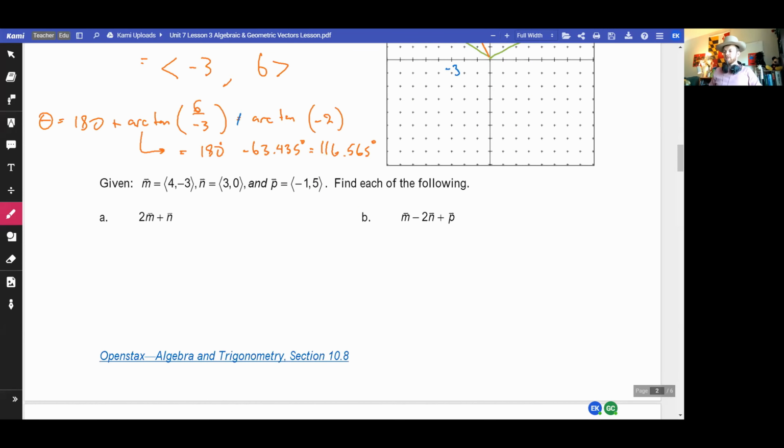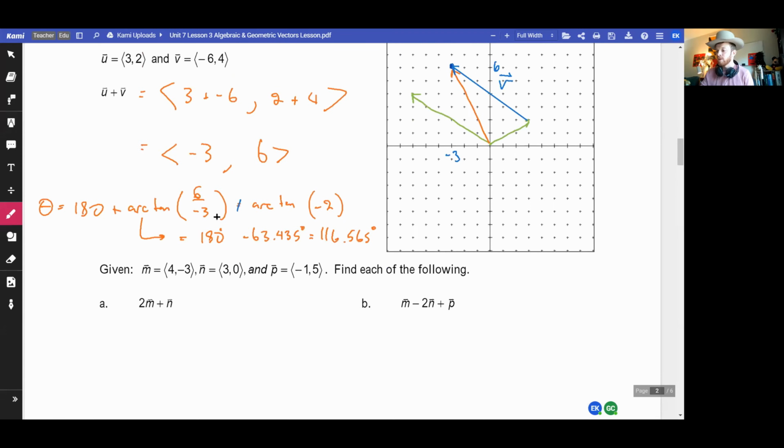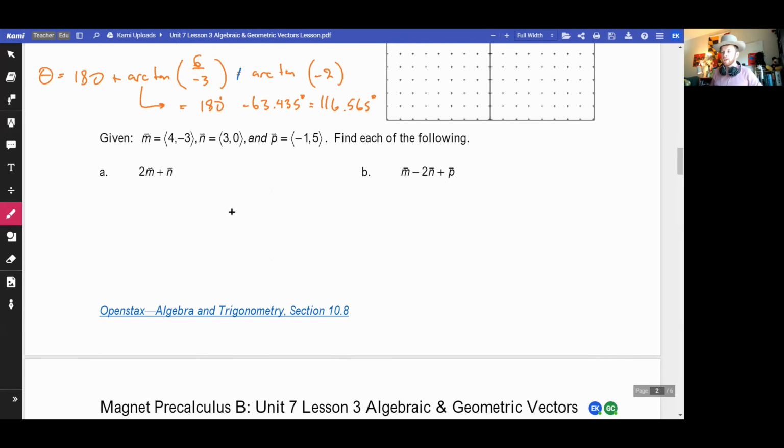All right, so let's add, subtract, and combine algebraic vectors. We've kind of done it already. 3, 2, and -6, 4. We established that it's really just adding, so let's do a little bit more complicated ones, hardly, and call it a day on that. Cool.